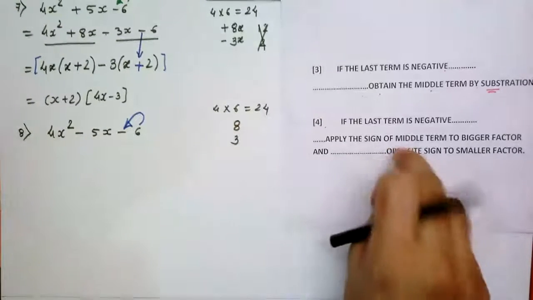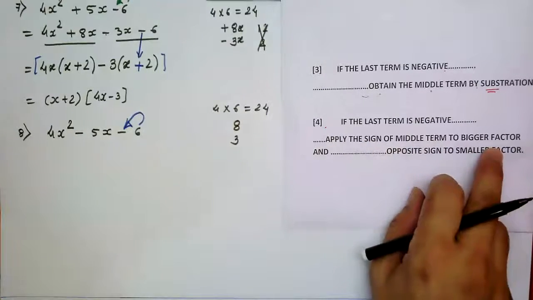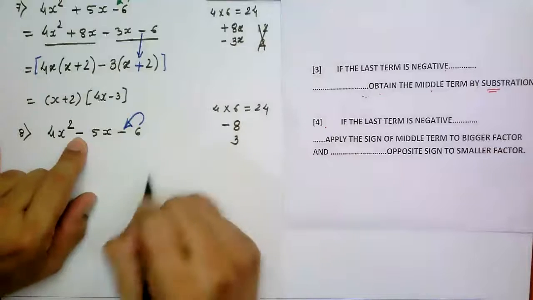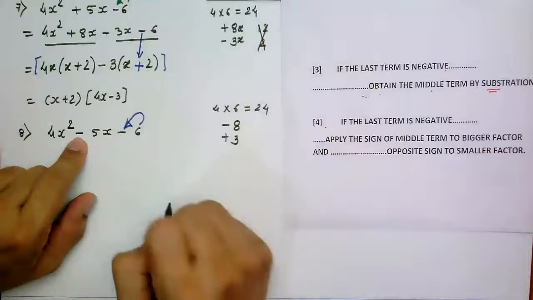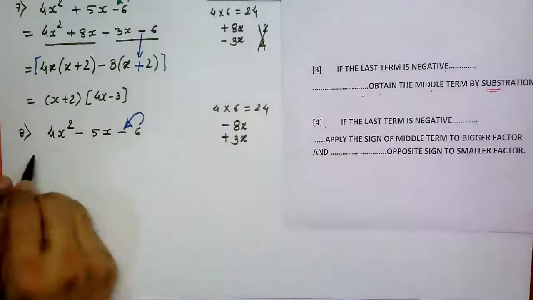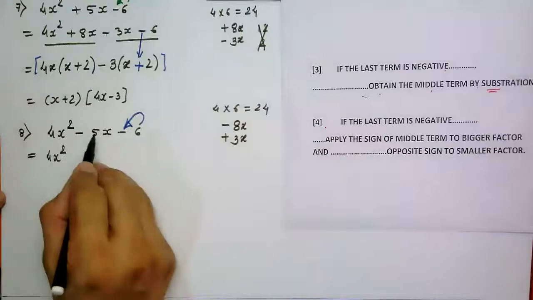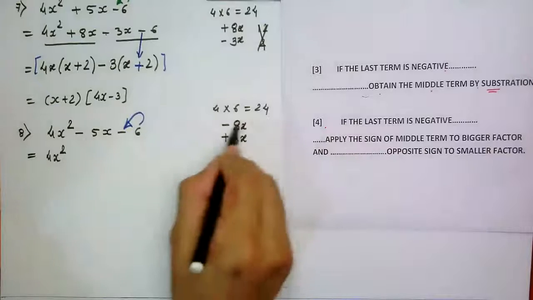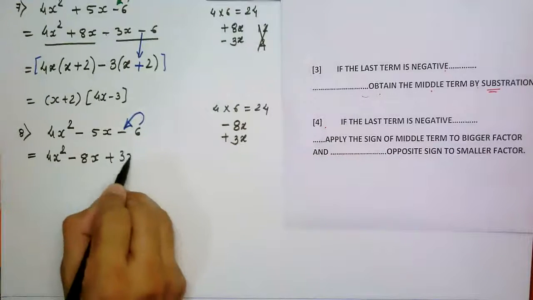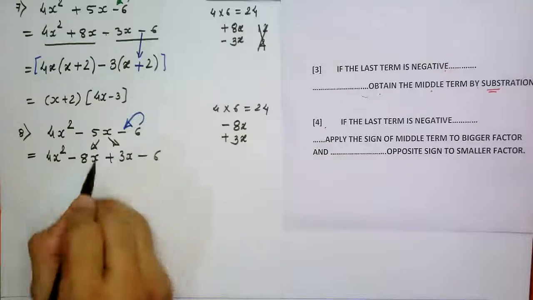Now this rule is very important. Apply the sign of the middle term to the bigger factor and opposite to the smaller. Obviously, this x will come. So 4x squared. Replace this minus 5x by this 2. Minus 8x plus 3x minus 6.